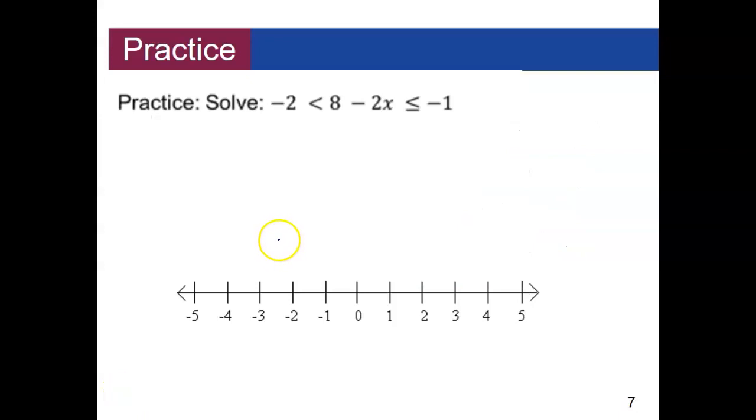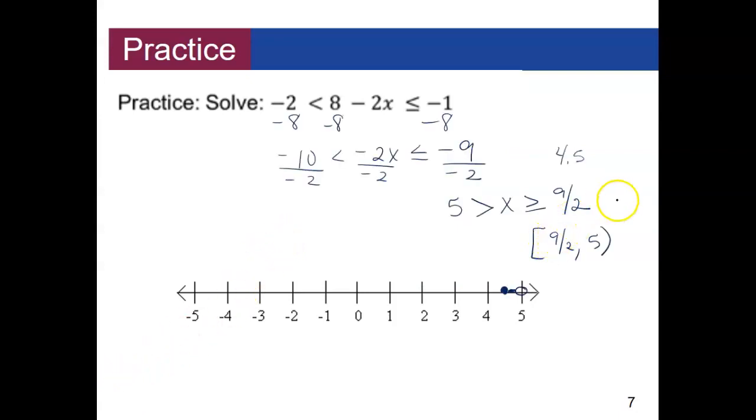Okay, here's a compound inequality for you to practice with. This is the answer that you should have gotten for this practice problem. Again, we want to try to get x by itself here in the middle. So in doing that, we want to remove the constant away from it first by subtraction. That leaves us with a negative 2x in the middle. We're going to divide this negative 2 away.